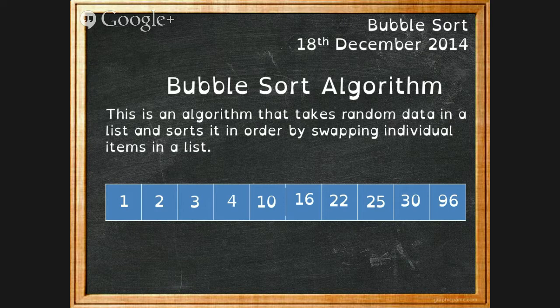But that won't be the last part of that one, because what it will do is it will swap that 1 and 2. It'll then check 2, 3, 3, 4, 4, 10, 10, 16, 16, 22, 22, 25, 25, 30, 30 and 96. It'll come all the way back again and it will check all of them, because now it's found that all of them are in order and it hasn't needed to do any swaps. It will then break out of the loop.